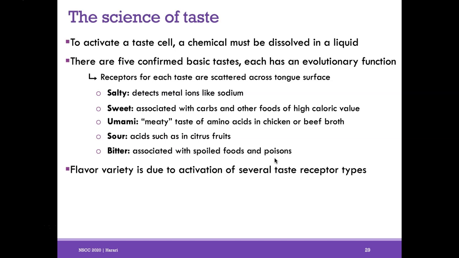So when we perceive flavor, it's due to the activation of several different taste receptor types. When we eat ice cream, it's not really only the sweet receptors. We're also tasting some of the sourness from the fruit, some of the saltiness maybe. If it's a chocolate ice cream especially, you have sweet, you have salty, you have bitter. You might have some umami, even some meatiness associated with dark chocolate, some sourness. So flavor is quite complex.